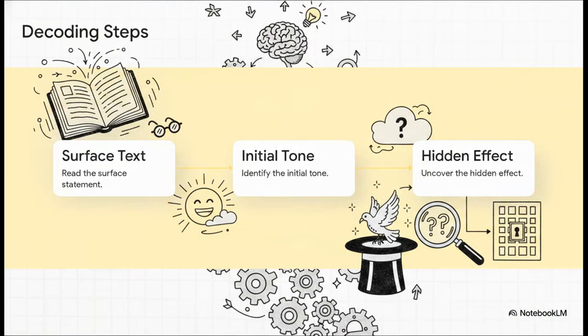If we really want to master reading comprehension, we have to track the writer's methodology step by step, almost like we're reverse engineering a magic trick. Step one, you read the surface statement. Step two, you identify the initial tone. For example, an author might start off with a super encouraging, uplifting tone. It feels nice, right? But step three is where the real detective work happens. You have to critically ask, what is their ultimate hidden effect? What is the author actually trying to make you feel or believe, despite the surface-level niceties?